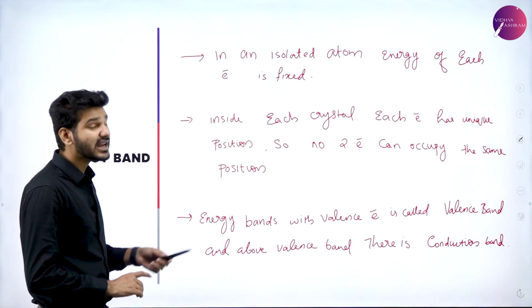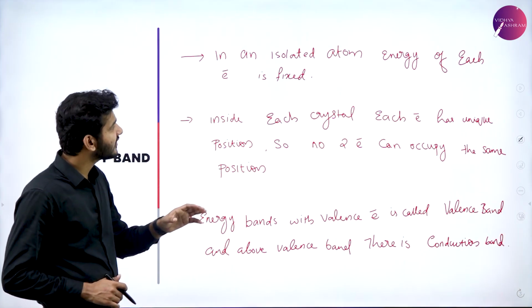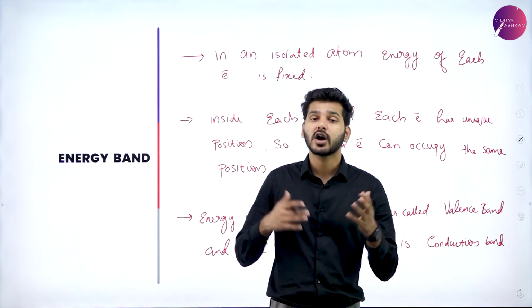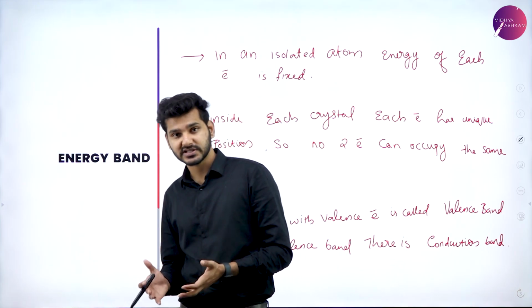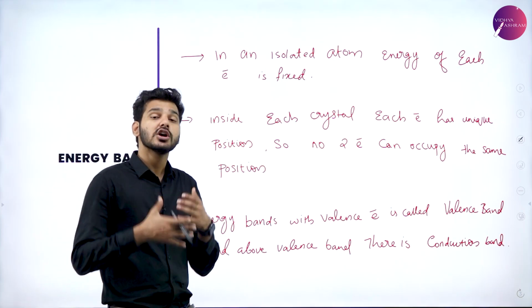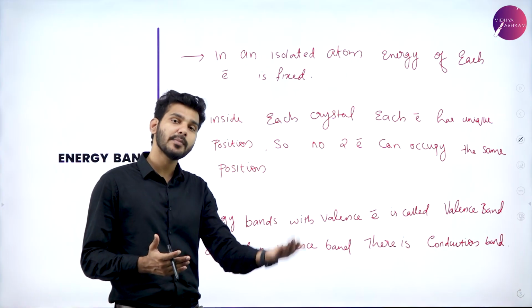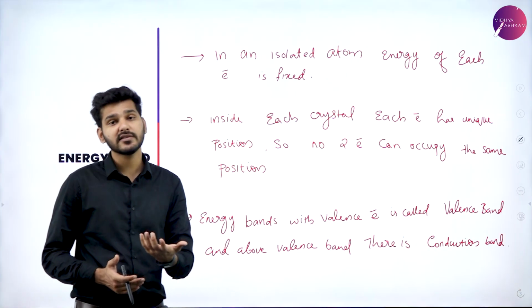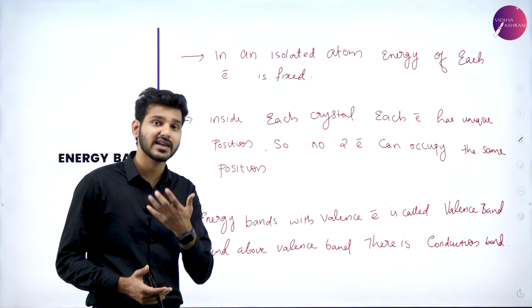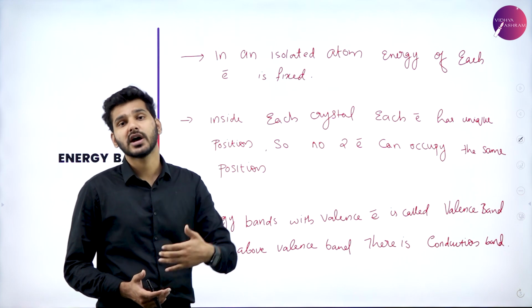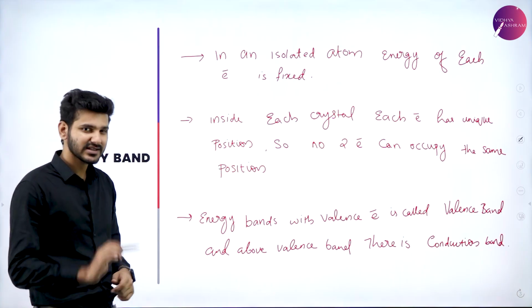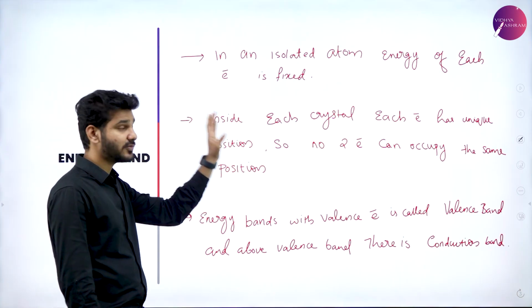In an isolated atom, the energy level of each electron is fixed. We know that around the nucleus, electrons will be orbiting in fixed stationary orbits, right? They can only jump up or down if they receive or emit a photon, and only then can they jump up or down from that particular orbit. So that is the first consideration for energy band theory.